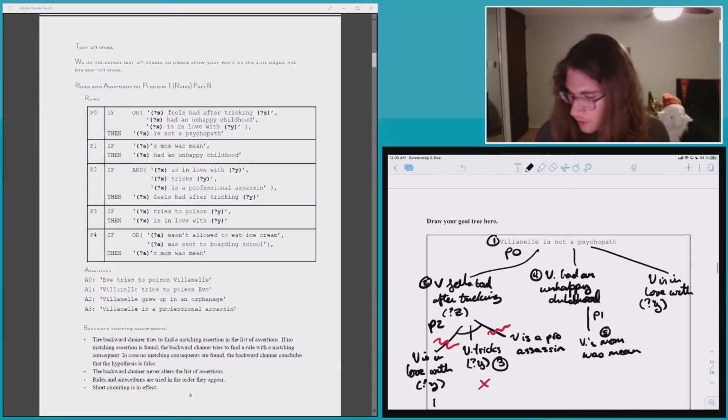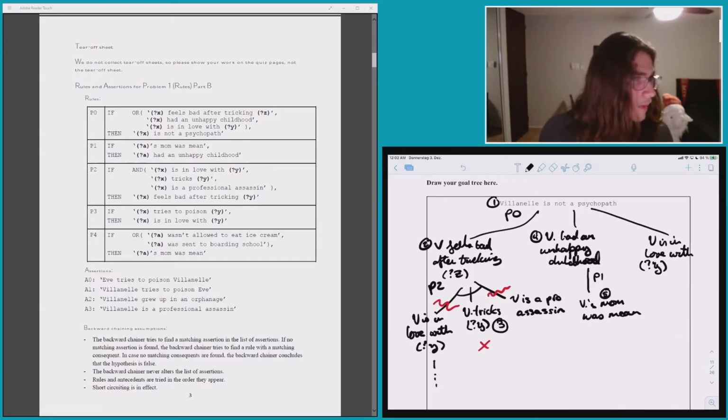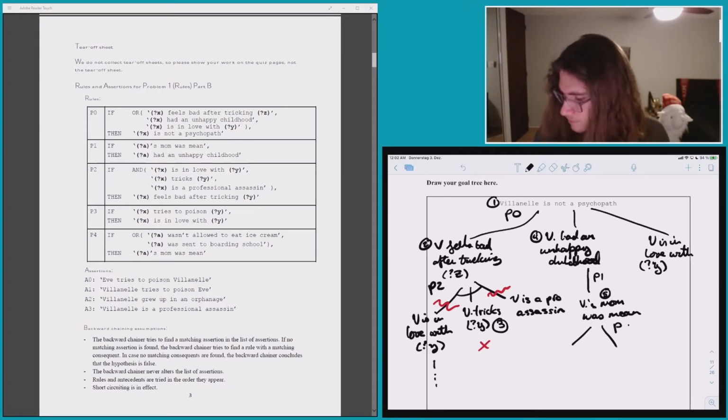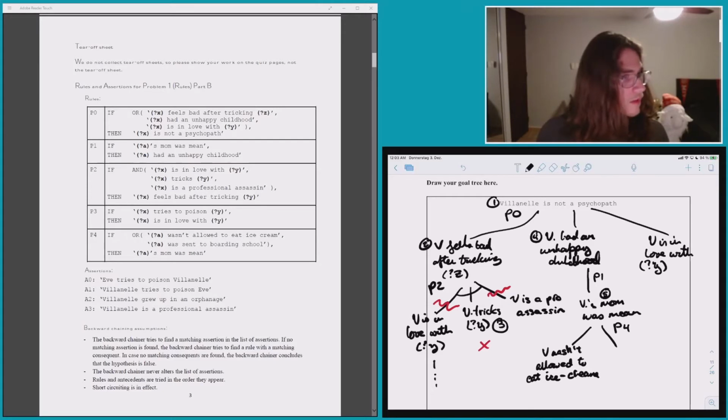Then after V's mom was mean, the match that I have is two children with, and it's an OR node with P4. So V wasn't allowed to eat ice cream. And V was sent to boarding school.